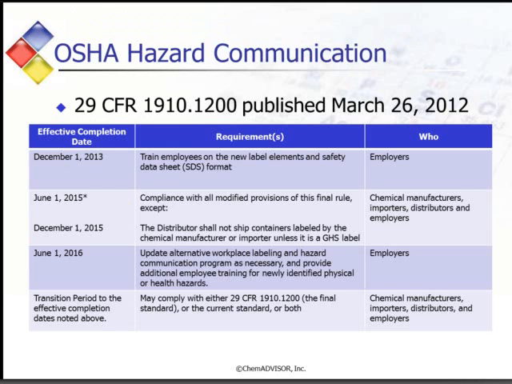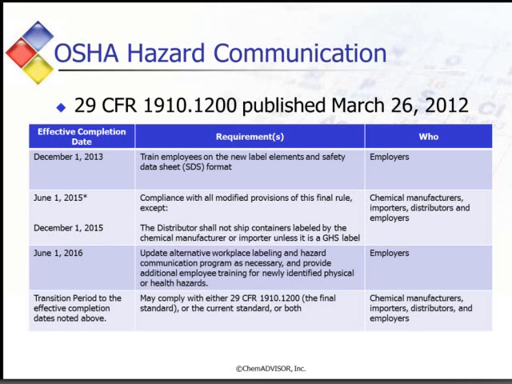Earlier this year, in March, OSHA published an update to the Hazard Communication Standard, 29 CFR 1910.1200, and the U.S. implementation is laid out over a series of dates where different levels of implementation will begin to be enforced. By December 1st, 2013, employees must be trained on the new label elements and safety data sheet format. And then by June 1st, 2015, all elements of the final rule must be in effect, with a few exceptions.